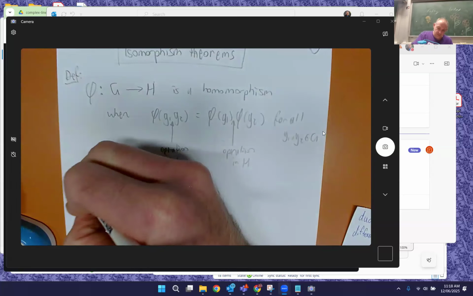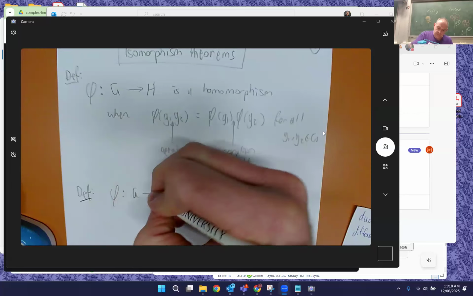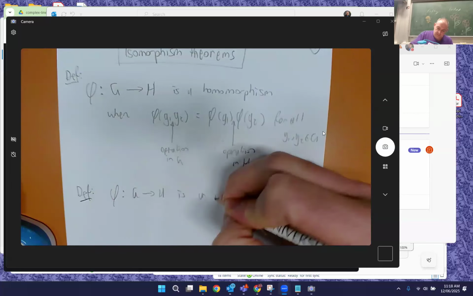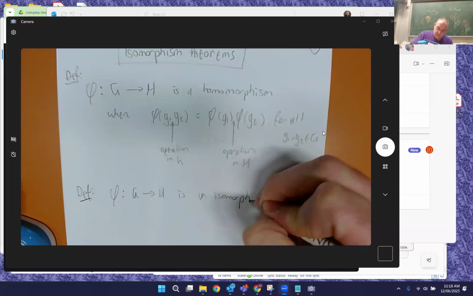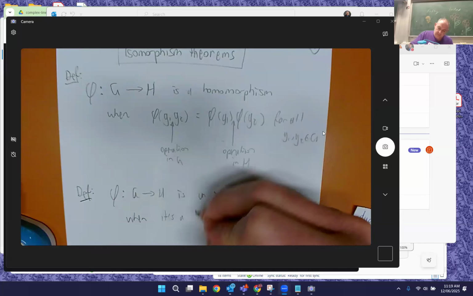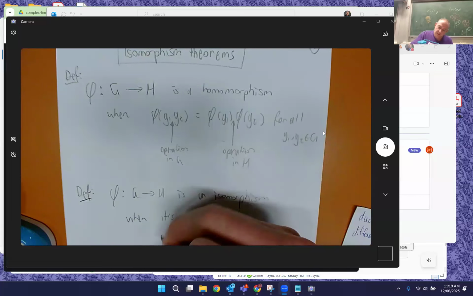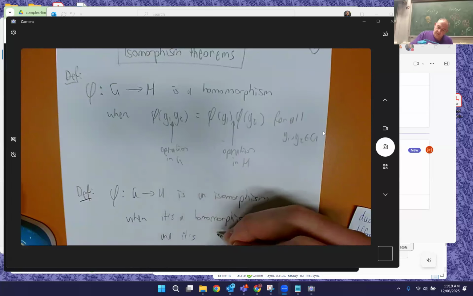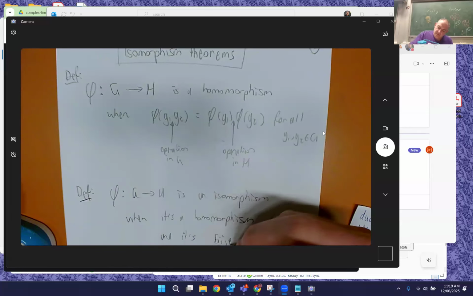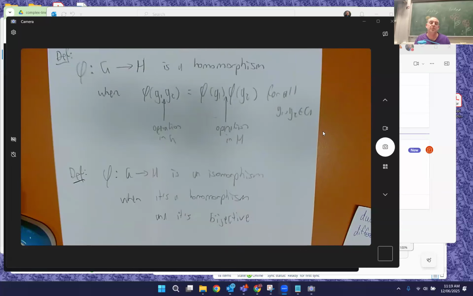And so definition: it's a homomorphism, and it's bijective. Okay, sweet. And you would normally write that G is isomorphic to H, right?